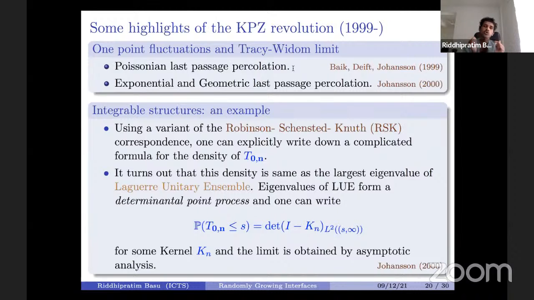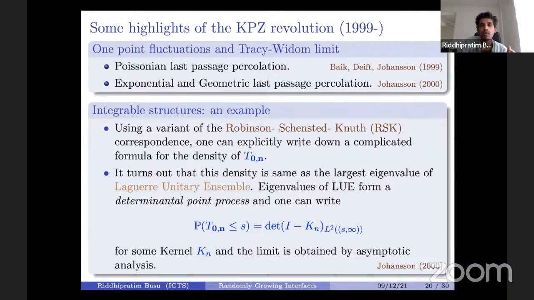One particular way is to note that the eigenvalues of these Wishart matrices, so these points on this Laguerre unitary ensemble, form what is called a determinantal point process, which means that the multi-point functions of this point process are given by some determinants. Using this fact, one can actually write down the distribution function of this last passage time as a Fredholm determinant. So you have some kernel Kn, and you write down the distribution function as a Fredholm determinant when you think of I minus Kn as an operator on L2 of, say, s up to infinity.